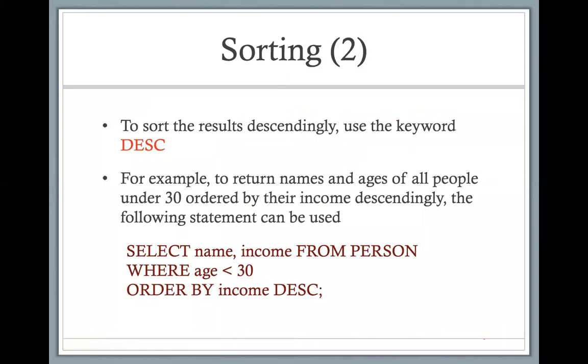We said in relational algebra there is no sorting descendingly, right? So reverse order. However, in SQL, this is implemented. So you can use the keyword DESC, descendingly, to sort things descendingly. For example, to return names and ages of all people under 30, ordered by their income descendingly, the following statement can be used. Let's see the statement. Select name and income from person. That's again right, because I want the name and the income. Again, where age is less than 30. And then order by income descending.